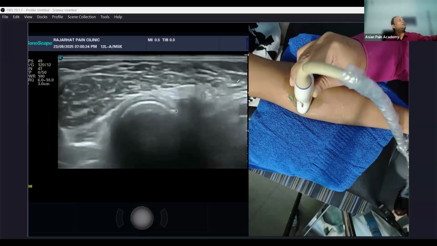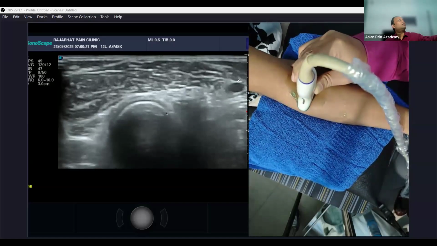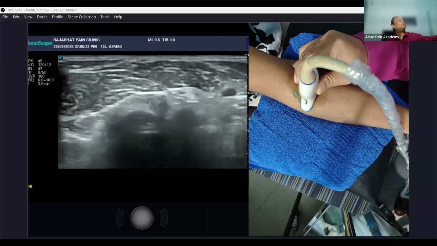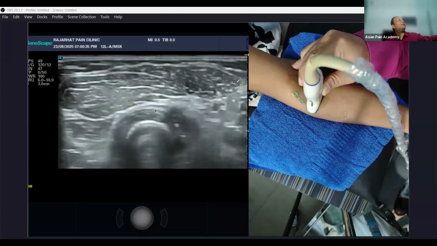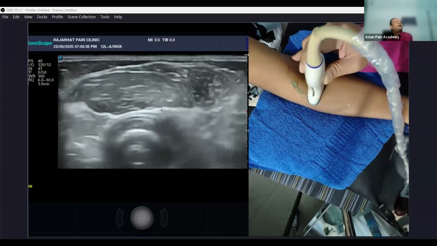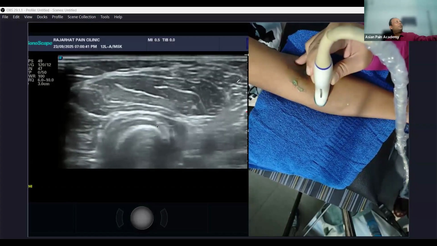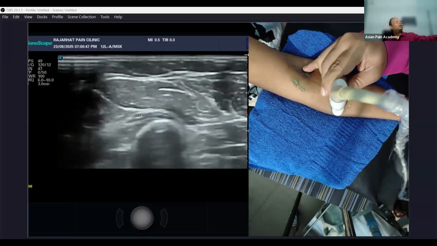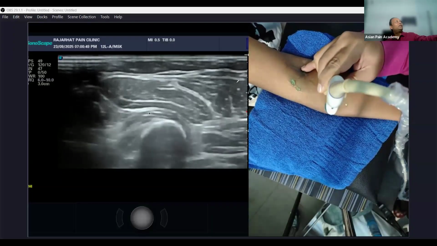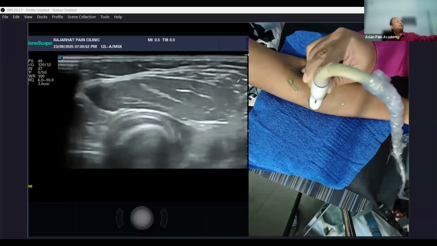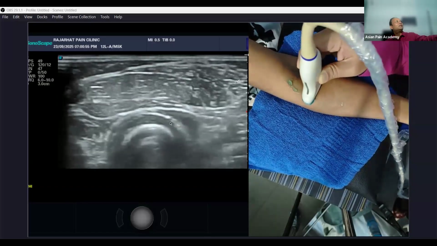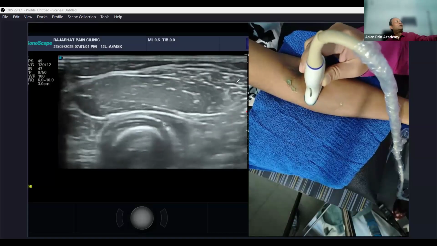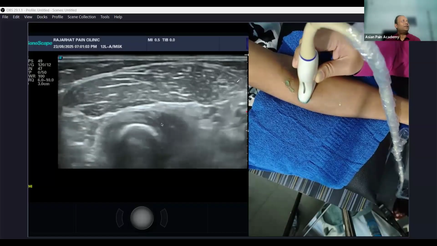At this point, when the head of the radius appears, the deep branch enters the supinator, and then we make the hand a bit prone, and we can see the deep branch. It enters and comes out of the supinator as soon as we go a bit distal. So it is going like this and it is coming out. This is the deep branch, and this area is the area for entrapment.